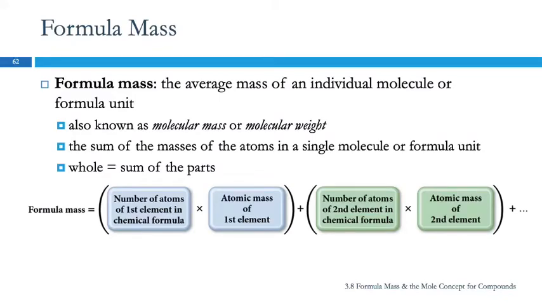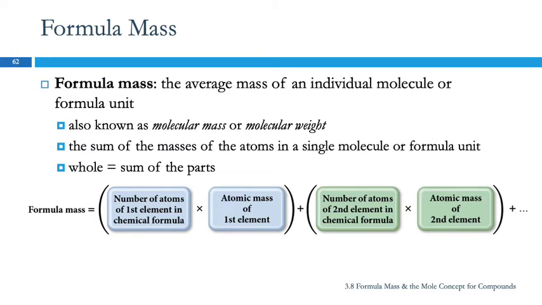Now we move on to something that's different. It is related to formulas, but now we're going to have math again. So what we call a formula mass is the average mass of an individual molecule or formula. So this would be given in atomic mass units because we're looking at a particle, not a whole bunch of them. It's also called a molecular mass or a molecular weight, the weight of a molecule, the mass of a formula unit.